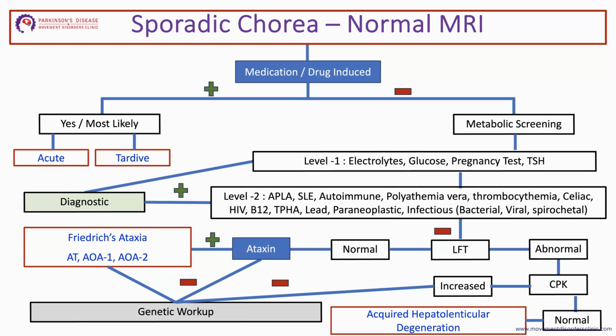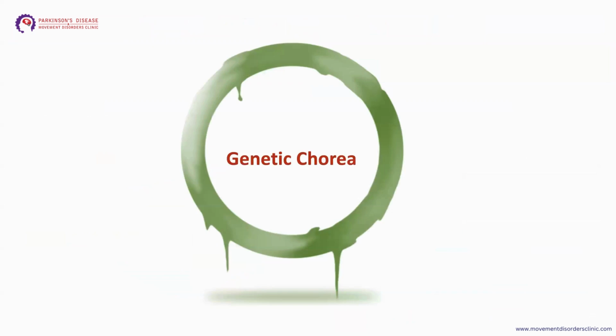So this is a flow chart on how to approach a sporadic chorea with normal MRI. Initially, you get a normal MRI, but then you go to a metabolic screening, and then how it flows down to, if all of them turn out to be negative, to look into genetic workups. So this gives you an understanding of when what has to be investigated.